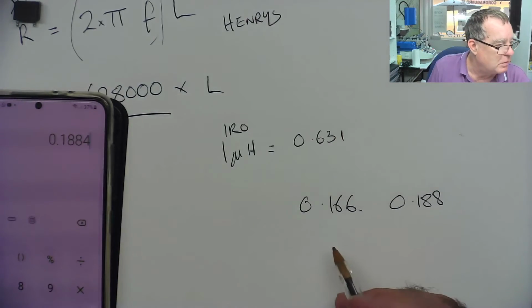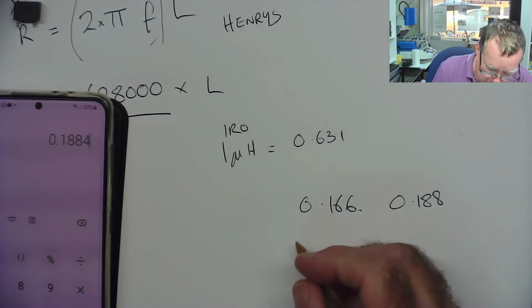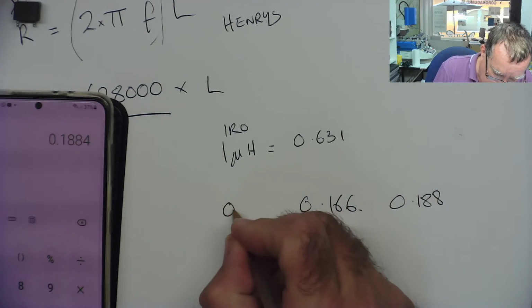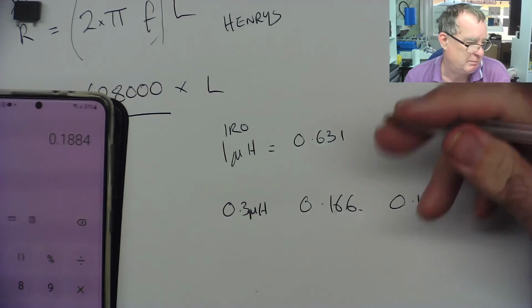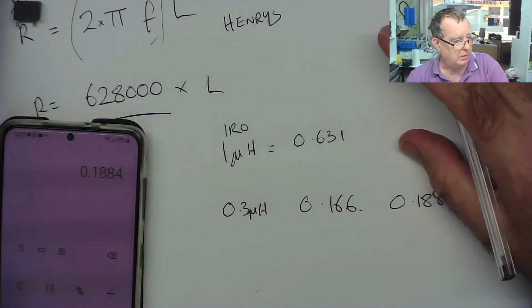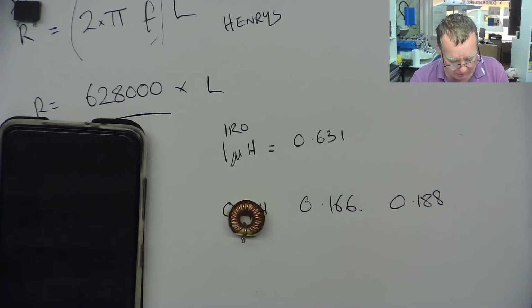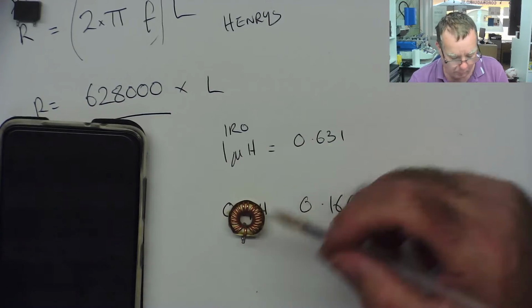On the small one it wasn't quite accurate, and that was a 0.3 microhenries. It was in the ballpark. So what does this one read on our ESR meter, and can we calculate again what the value of it should be using the ESR meter?